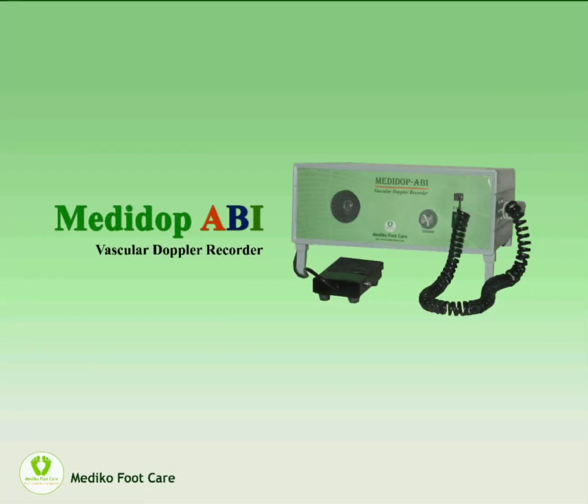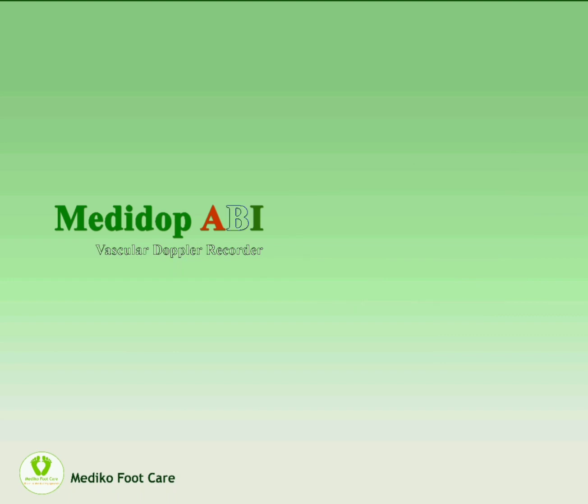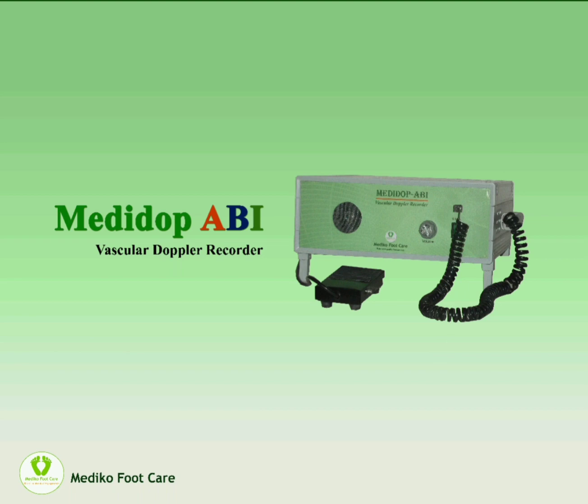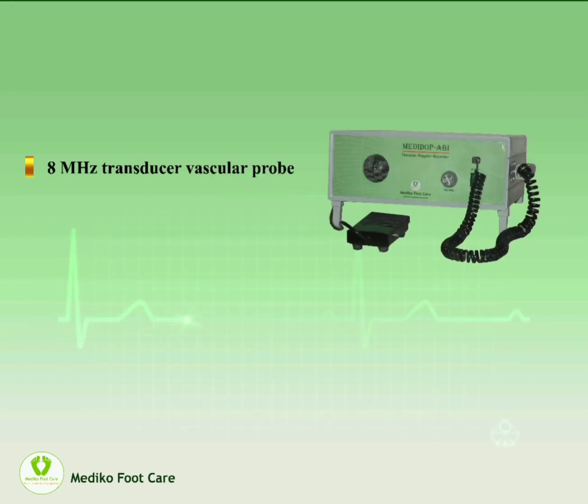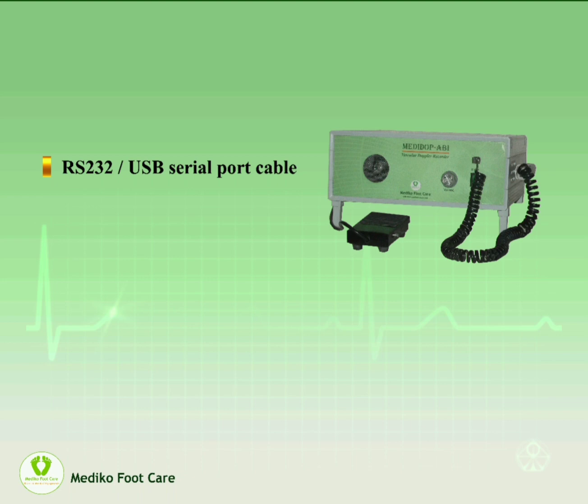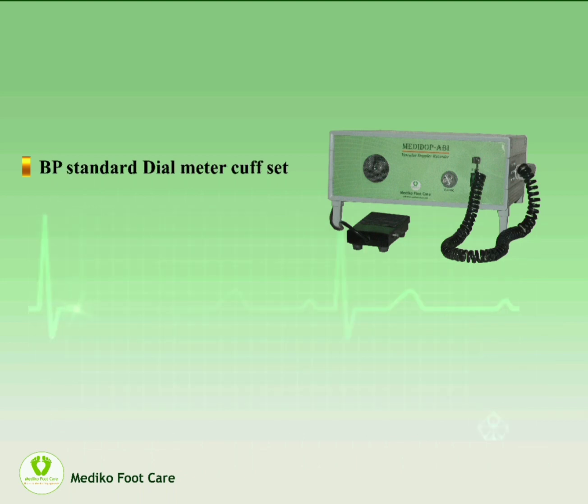In this video, we can see a demonstration of the Medidop ABI Vascular Doppler Recorder. It is used to identify peripheral arterial disease (PAD) in diabetic patients. This machine is supplied with an 8 MHz transducer vascular probe, a foot recorder switch to capture PVR waveforms, an extension spring cable, ultrasound gel, an RS-232 USB serial port cable for connecting to the PC interfacing software system, and a BP standard dial meter with cuff set.